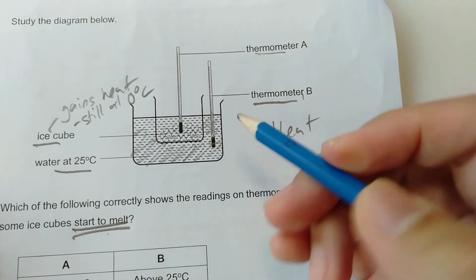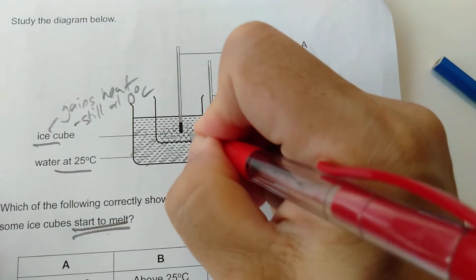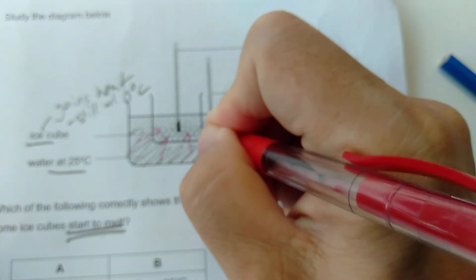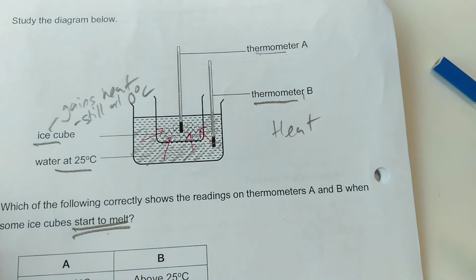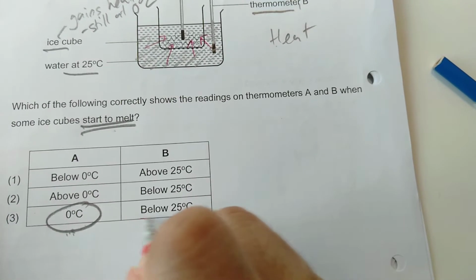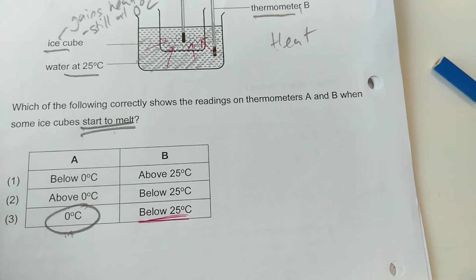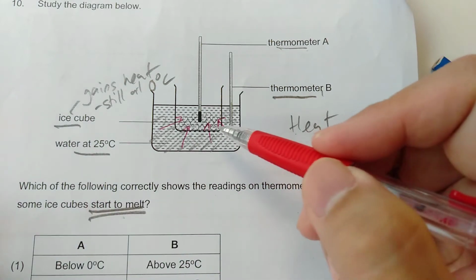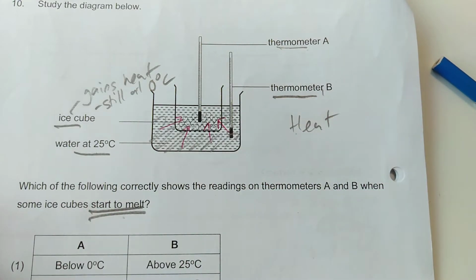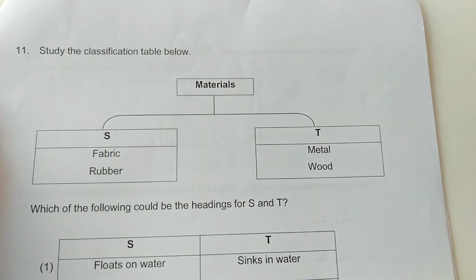Of course, the water outside will be losing heat to the ice. If it's losing heat, the arrow shows the direction of heat flow. If it's losing heat to the ice, of course, the temperature starts to drop. That's why it's below 25. Because the starting temperature was at 25 degrees Celsius. After losing heat, temperature will go down. Okay? Alright, next one, classification table.